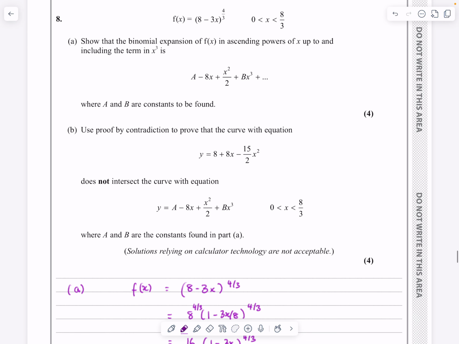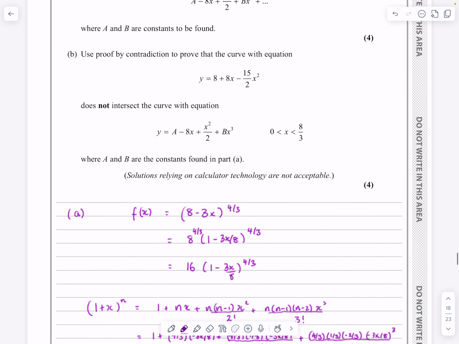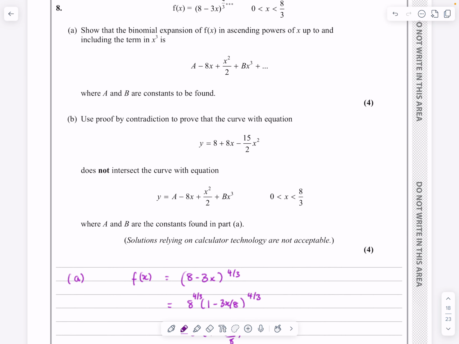And second part, use proof by contradiction to prove that the curve with this equation doesn't intersect with the curve with this equation, which obviously we've got our answers to that part now. And importantly, between 0 and 8 over 3. Okay, so let's just talk about proof by contradiction. If it's a proof by contradiction, I'm going to assume something, and I actually assume the opposite of what I'm trying to prove. So I may as well do this now. I'm going to prove that that does intersect with that.